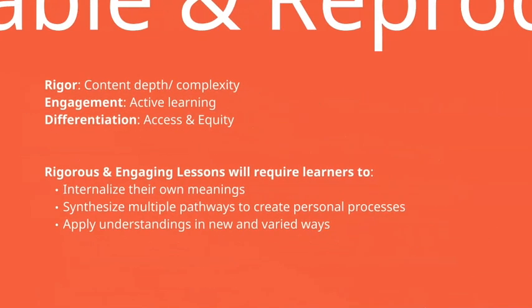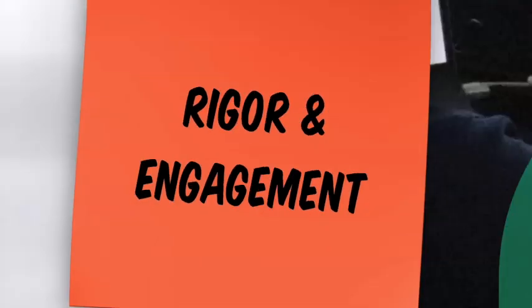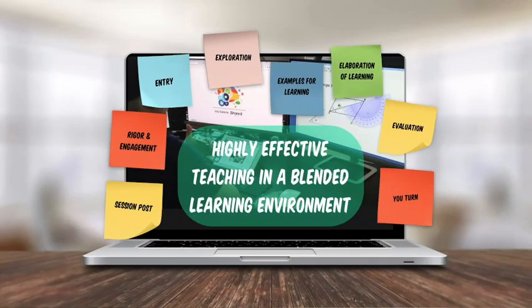Combining these thoughts together allows us to define rigorous and engaging lessons as ones that require learners to internalize their own meaning, to synthesize multiple pathways which help create a personal process, and then to apply all their new understandings in new and varied ways. These are going to really cover the first 3 of the 5 E's. So when we get into entry, exploration, and examples for learning, those chapters are the ones that are really meant to fully develop the idea of rigorous and engaging instruction.